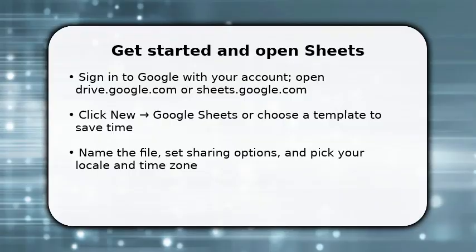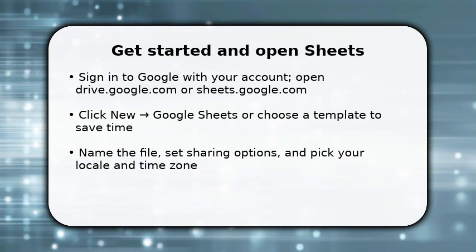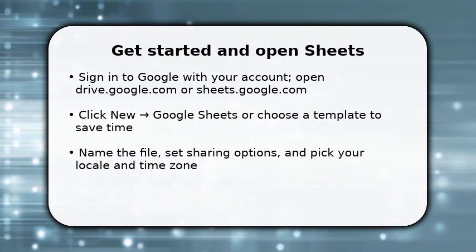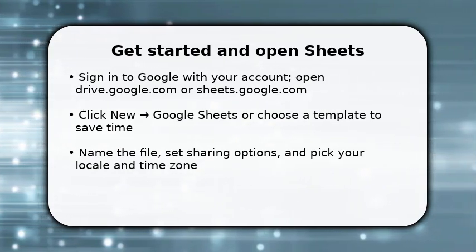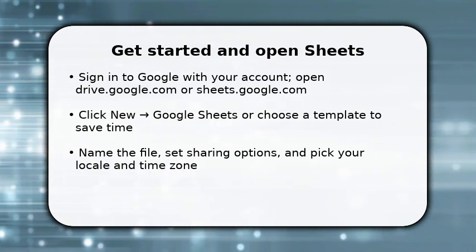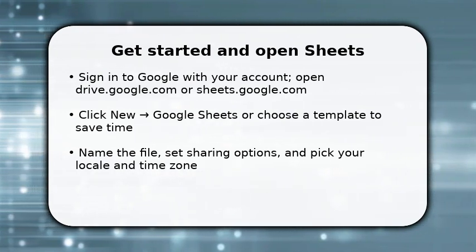Please enjoy the video. You're signed in and ready. Open Sheets. Google.com or Google Drive and click New, then Google Sheets to create a file. Name the spreadsheet immediately so autosave tags it correctly.